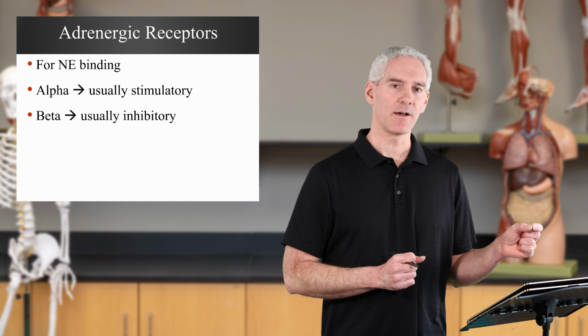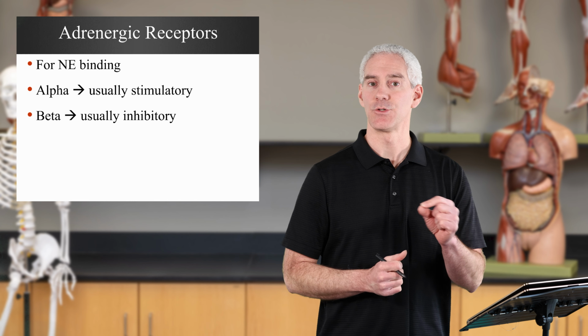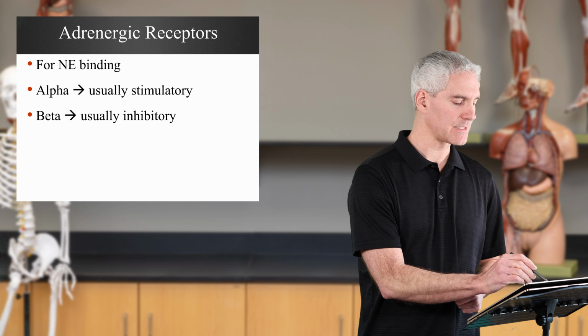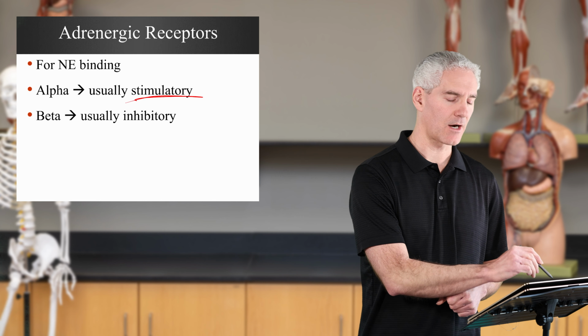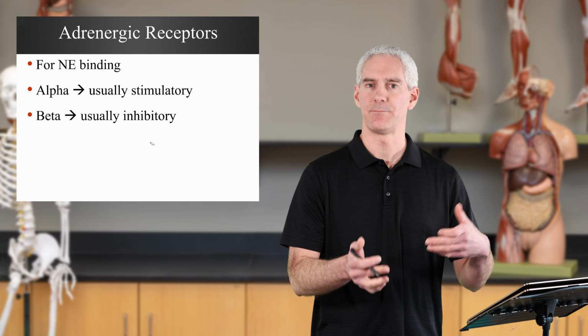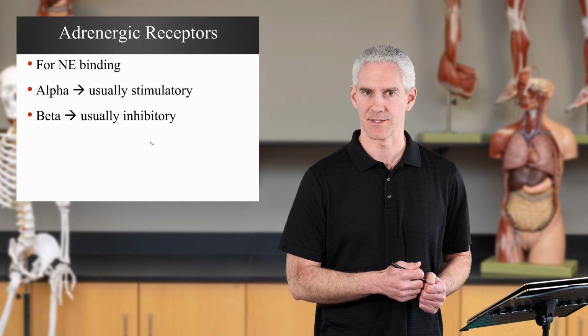Now, in the case of norepinephrine, again, the NE is norepinephrine, there are alpha and beta receptors. The alpha receptors are stimulatory, while the beta are typically inhibitory. So instead of having them named for what chemical they bind, it's simply alpha and beta in this case.